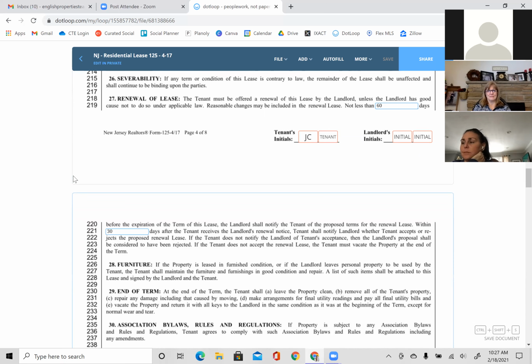Severability. So this is saying basically that if anything in this lease goes against the law, the rest of the lease is unaffected and can continue binding the parties. So whatever is against the law, right, isn't going to survive it. But everything else, as long as those things are legal, is unaffected by the contrary part.